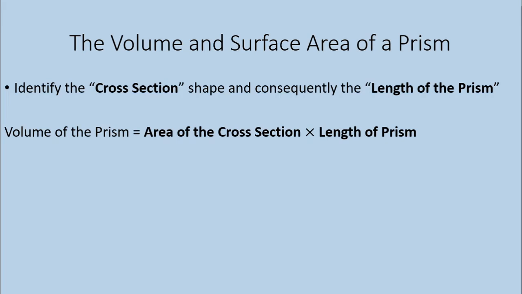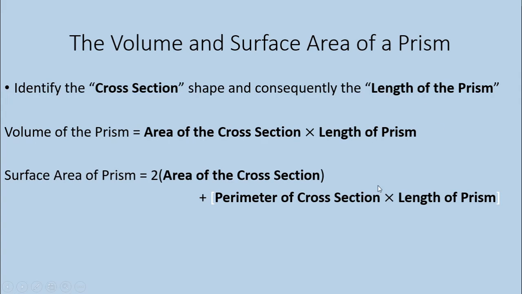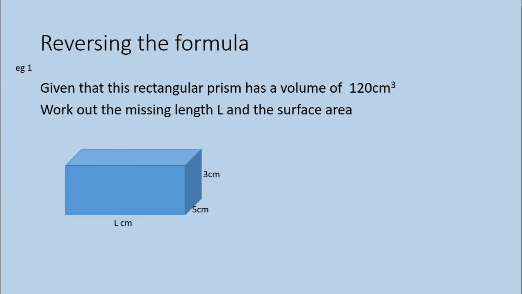The volume formula for a prism is the area of that cross-sectional face that you've identified multiplied by the length of the prism that you've identified. The surface area of a prism is 2 times the area of that cross-section that you identified plus, and I'm putting this in square brackets here so that we remember it's because we made one big rectangle where the length of the prism is the length of the rectangle, while the width of the rectangle is the perimeter of the cross-sectional face that we have identified. Okay, so now that you've got those formulas, we can use them to rearrange.